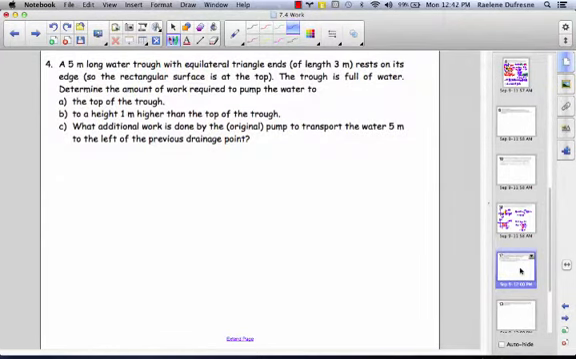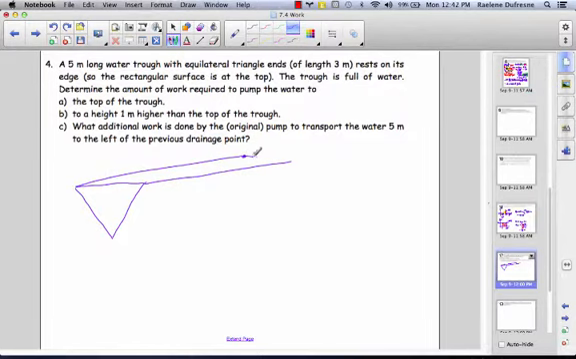In number 4, a 5-meter long water trough with equilateral triangle ends, which have side length 3 meters, rests on its edge, so the rectangular water surface is at the top. The trough is full of water. Determine the amount of work required to pump the water, first of all, to the top of the trough. Part B says to a height 1 meter higher than the top of the trough. Let's take a look at those two first. Well, we have a triangular prism with equilateral ends. And when we draw our trough like this, we see that the trough is 5 meters long.